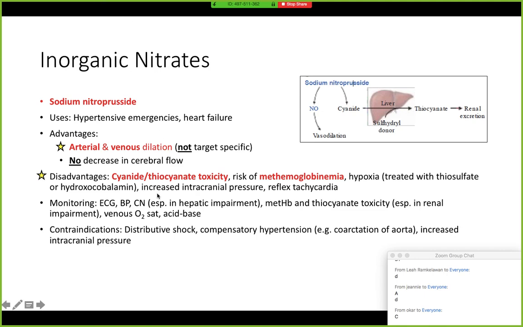So one of the big disadvantages with inorganic nitrates is cyanide and thiocyanate toxicity. If you have somebody with liver failure, so you cross out the liver, they're more likely to experience cyanide poisoning or toxicity, whereas somebody with kidney failure may experience thiocyanate toxicity because their liver is fine, so the sodium nitroprusside has made it past the liver, but now there's a buildup of thiocyanate because their kidneys can't handle that.